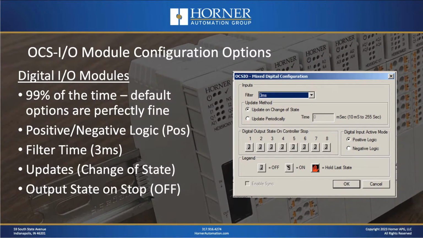Let's start with digital I/O modules. So this isn't any one particular module, but any OCS-IO module or the I/O built into the CNX base, for instance, that is digital in nature, whether it's an input or an output. So 99% of the time, the default configuration for a OCS-IO digital I/O point is going to be just fine. Okay? The types of things that you can change are things like filtering and the halt state, those sorts of things that typically you're not going to change very frequently.